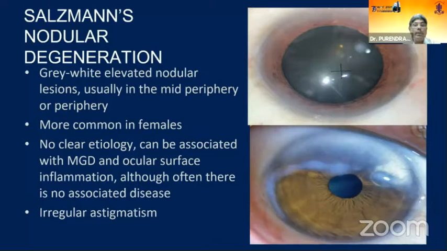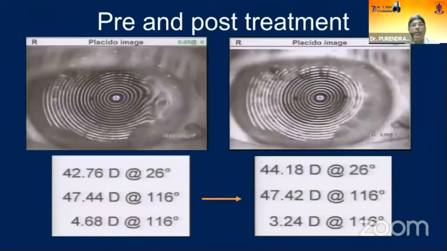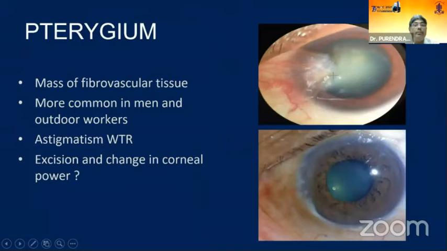No clear etiology, although it can be associated with MGD and ocular surface inflammation, though often there is no associated disease, and it causes a great amount of irregular astigmatism. So this is the Placido disc topography before, and after the treatment, after scraping the nodule, you see that the irregularity of the cornea has disappeared.